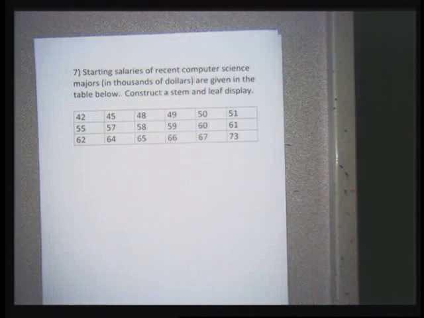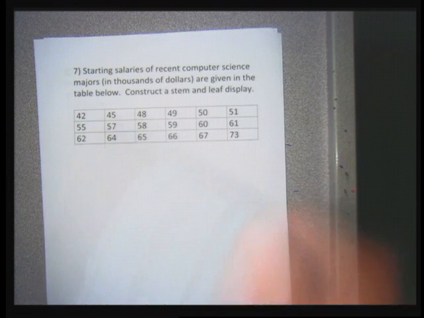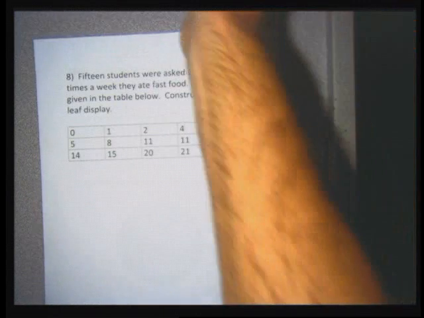Alright, so you get another problem that you get to make a stem and leaf display for. Your first stem could have a 4, your last stem could have a 7, and then you can pause the video and rip out your stem and leaf display for the starting salaries of recent computer science majors. And then I'll do mine.